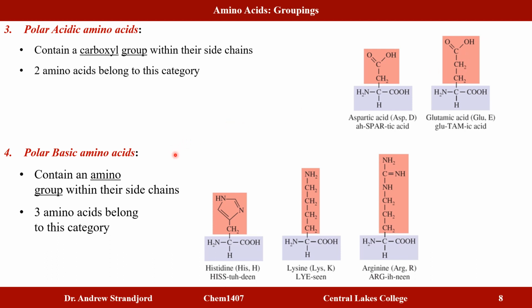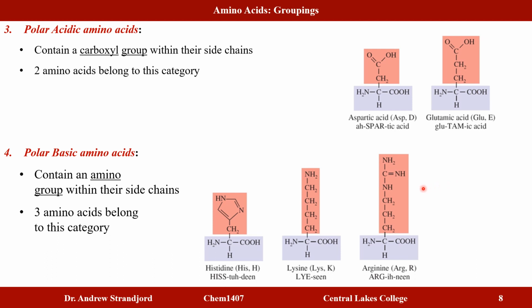Polar basic amino acids typically contain a nitrogen atom in that side chain group, which would be basic. It has a lone pair that's available to pick up a hydrogen. In this case, in histidine, this nitrogen here is basic. This one is not. If I look at the amino acid lysine, it has an amino group out here with a lone pair of electrons. It's a basic amino acid.